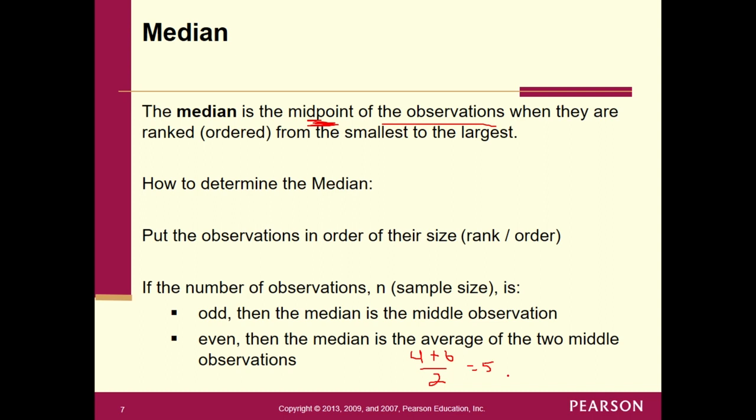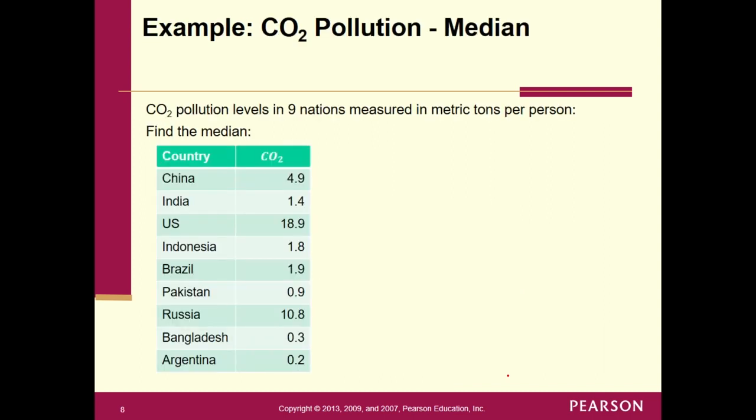Now I'll show you how to do all this in an example. Let's say we took a look at 9 nations and their CO2 pollution levels in metric tons. Here are those countries, and unfortunately the U.S. is way above everybody else at 18.9. The closest one is Russia at 10.8. These numbers were taken about 8 years ago, so they may have changed significantly, but this is data from about 8 years ago or so.